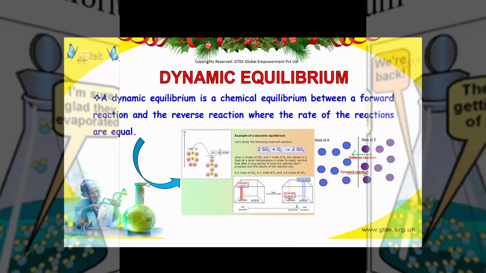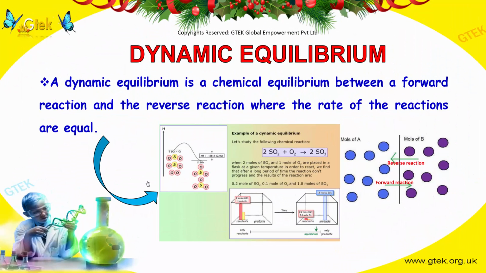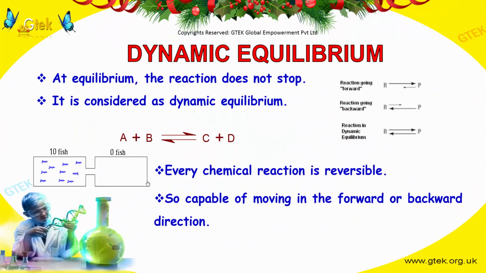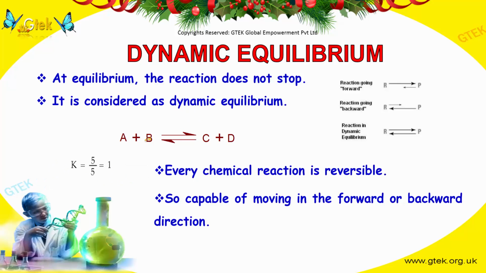Now I'll talk about dynamic equilibrium. Dynamic equilibrium is a chemical equilibrium between a forward reaction and a reverse reaction where the rate of the reaction is equal. That's referred to as dynamic equilibrium. So you can see here, at equilibrium the reaction does not stop. It is considered as dynamic equilibrium, and every chemical reaction is reversible.